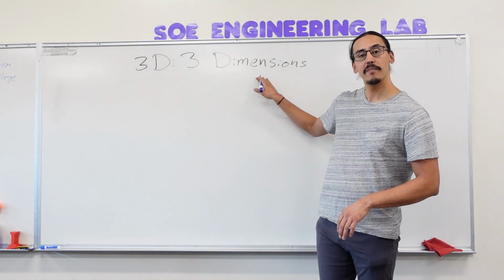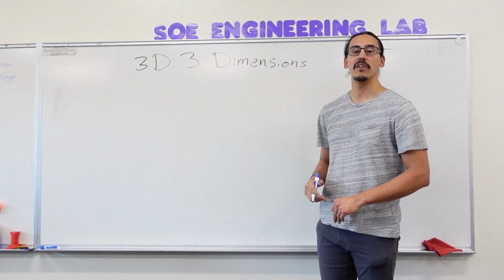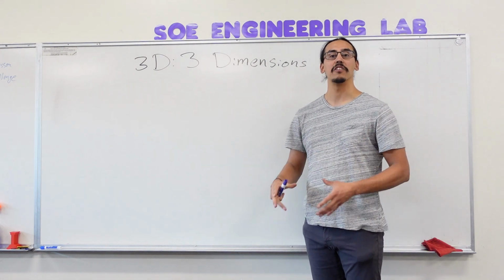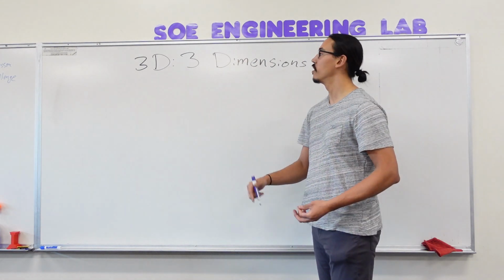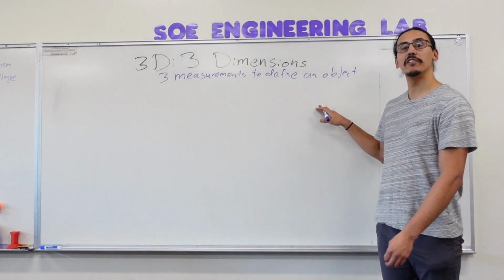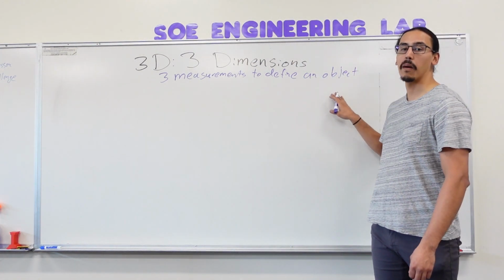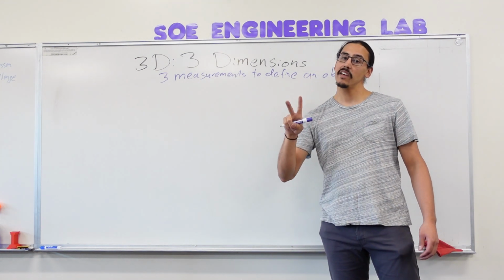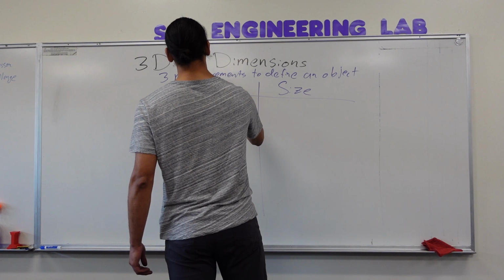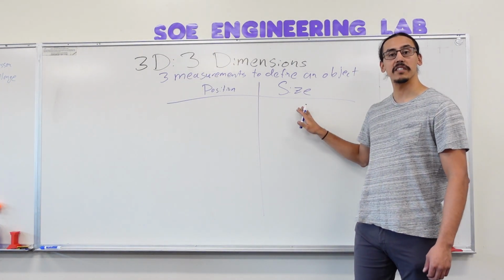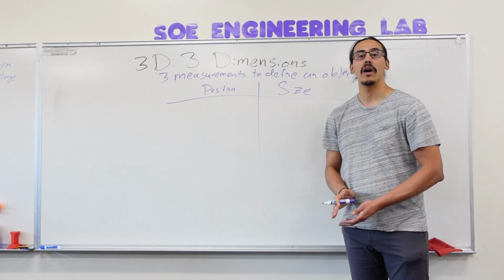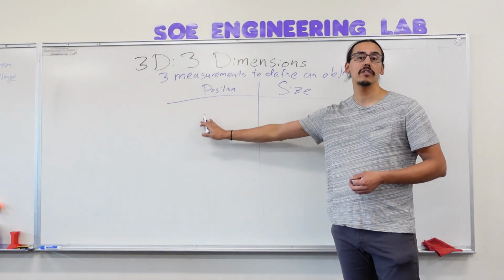So by 3 dimensions, what we really mean is that we need 3 measurements to define what something is. Okay. So that means we need 3 measurements to define an object. And we can look at that in 2 different ways that I'm going to break down right now. So we can look at this in terms of size, and we can look at it in terms of position. So I'm going to start with position first.